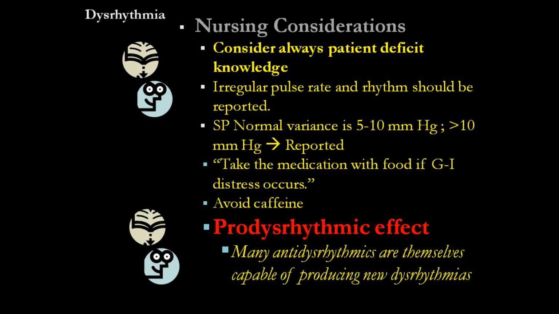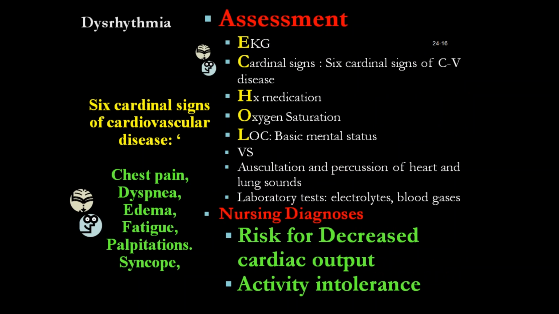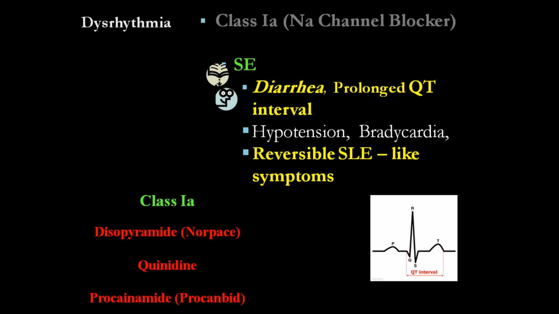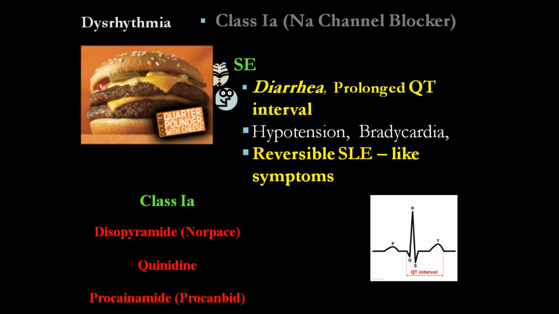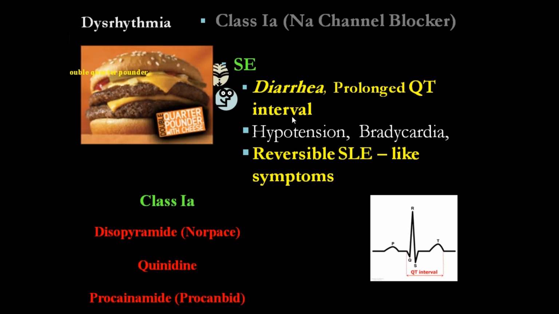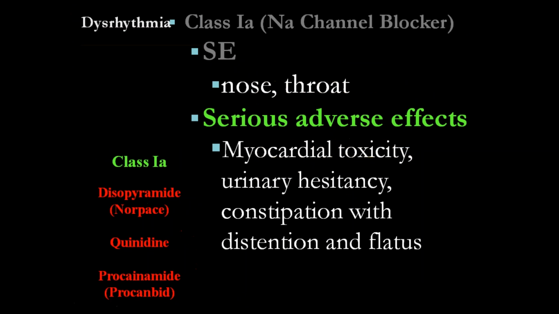Now remember that any antiarrhythmic can produce more arrhythmias, so that is one of the risks. So class 1, the sodium channel blockers, what we are going to have is the quarter pounder, double quarter pounder, right? So that is the disopyramide, quinidine, and procainamide. What they like to ask is about the quinidine. Diarrhea is one of the most common side effects of class 1A. So let's remember, if you eat too much double quarter pounder, you have diarrhea. Okay, so that is the class 1.